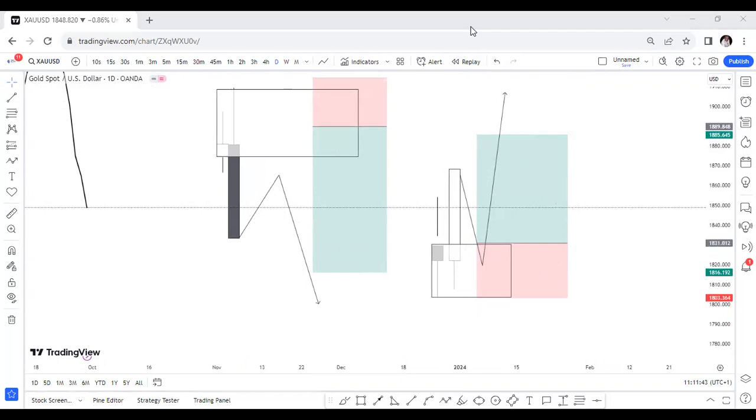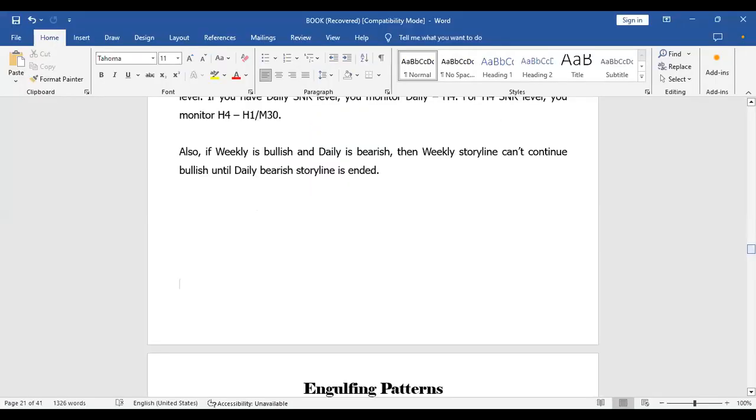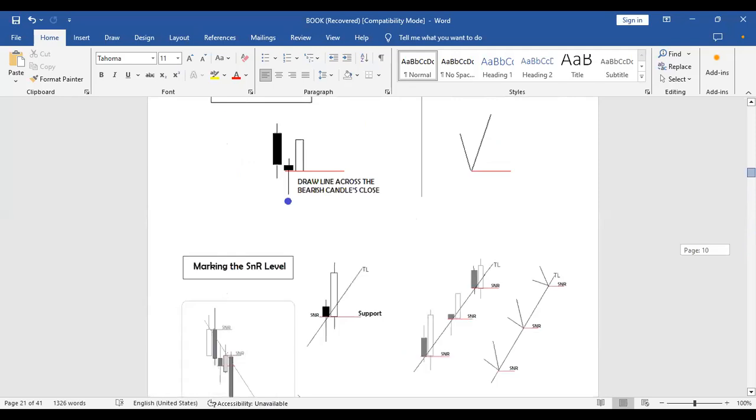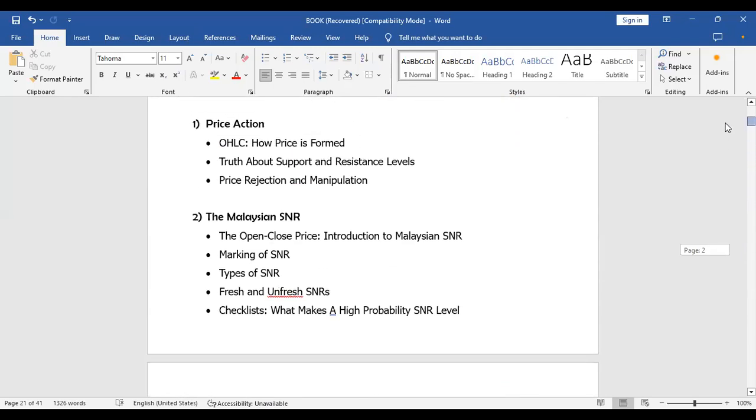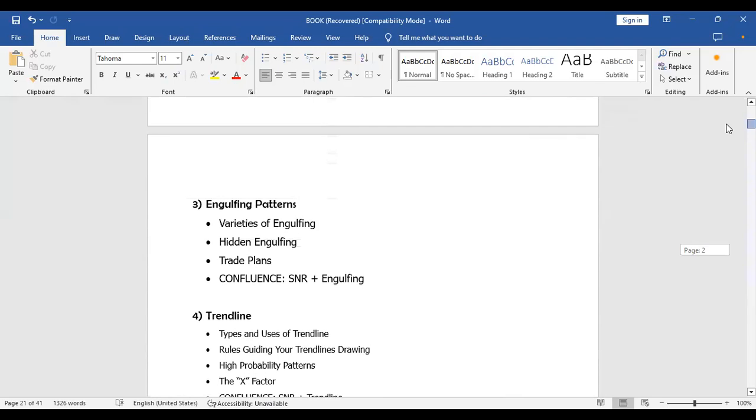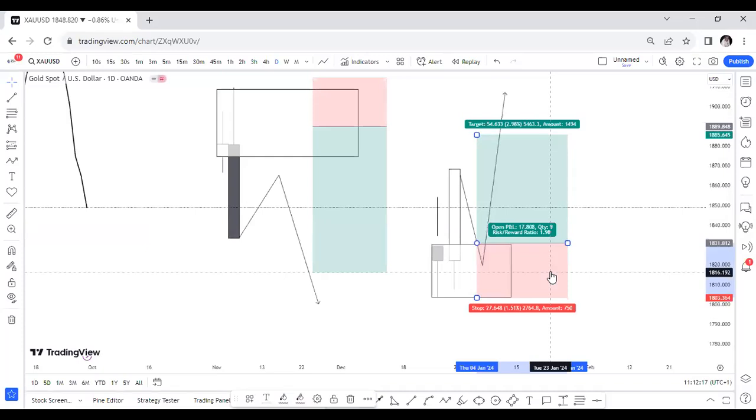Let's go to the... So what's the next topic? The next topic is hidden. We'll come back in part 2 to talk about the hidden engulfing and the trade plan, so we can round up on that module. So that is engulfing for you. That's engulfing for you, how to identify the zone. Then, what else?